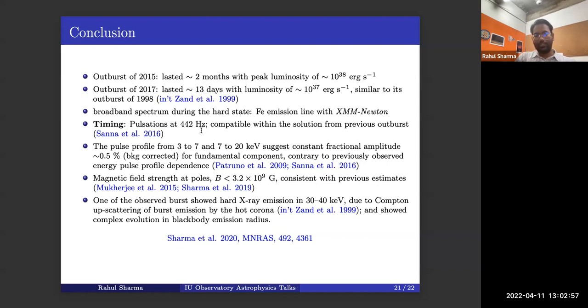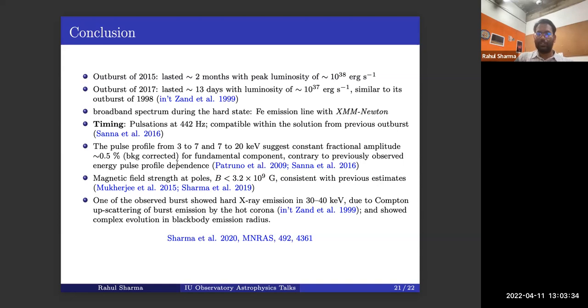With this very faint state, we could detect a 442 Hertz pulsation, and the orbital solution was compatible with the previous observation. Although the signal was not very strong, so we could not do the energy resolved analysis in this case. So we created the pulse profile in two energy bands, 3 to 7 and 7 to 20, and we found the fractional amplitude of the fundamental component in both energies was around 0.5%. In both low energy and high energy, the fractional amplitude is nearly constant.